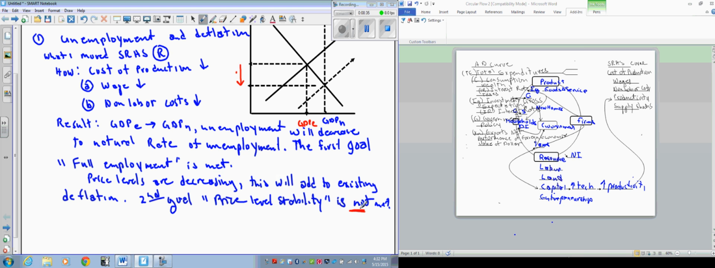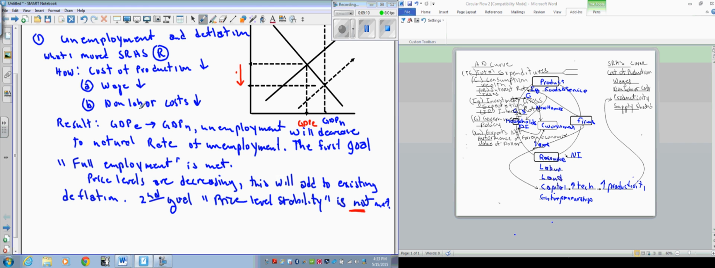That's because in the first project, in order to get price level stability, you had to move the AD curve. We're moving the SRAS. Where did you move the AD curve in the first project? You moved it in the second scenario. I'm going to leave you to solve it by moving the SRAS curve, but in that case, you will not meet price level stability. Now, in the third and fourth cases in the first project, you move the SRAS curve, so you're going to get both full employment and price level stability.